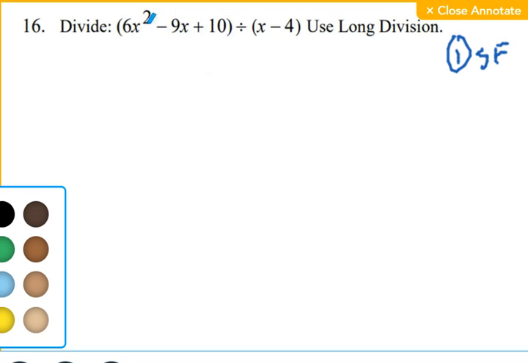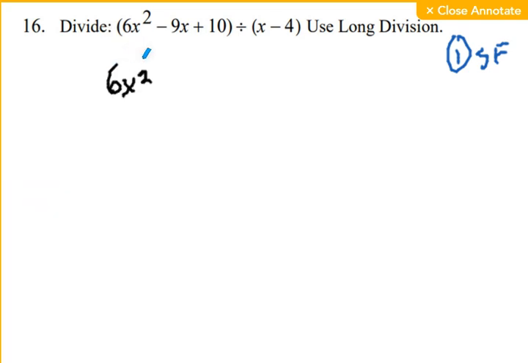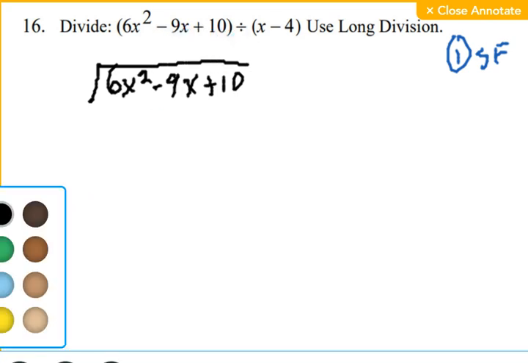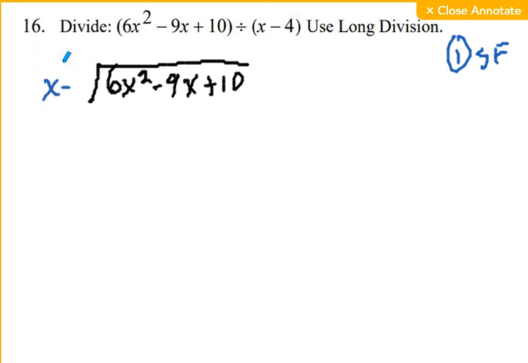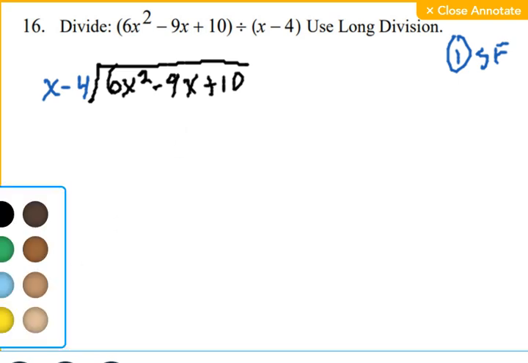So, long division. We write our dividend, which is 6x squared minus 9x plus 10 divided by, and I'm going to put in blue the divisor, which is x minus 4. If you have your colored pens, use them so you can keep that in mind as you're taking notes. All right, so let's get started.